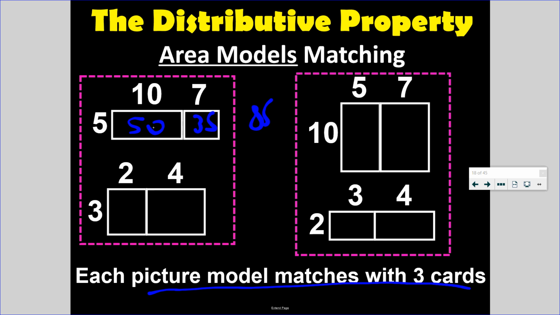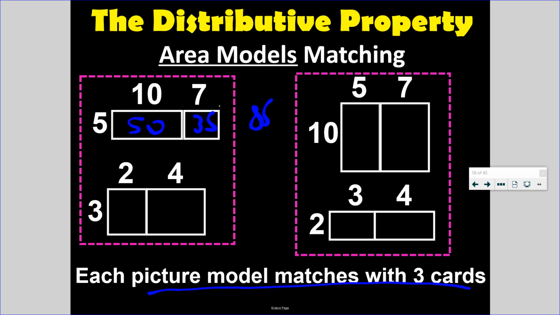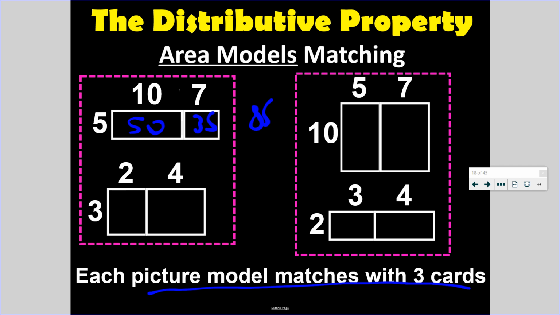Okay. So how did we get 50? We did 5 times 10. And how do we get 35? 5 times 7. And another way to represent this addition is 5 groups of 10 plus 7.